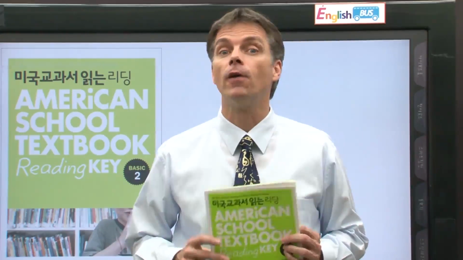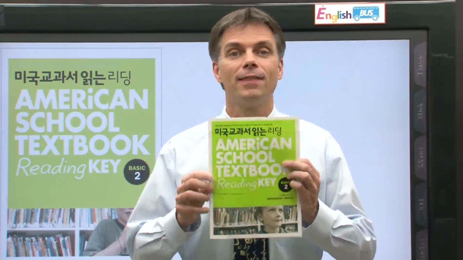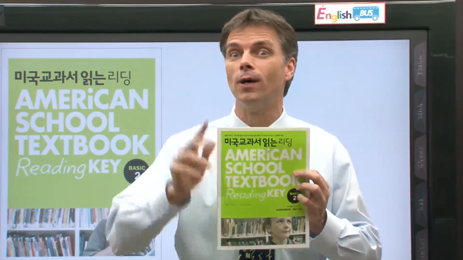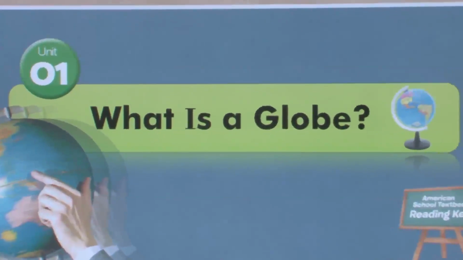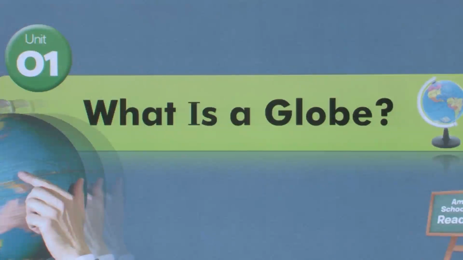Now today is very special because we're starting a new book, the AST Reading Key Basic 2. And let's open our books to the first unit, Unit 1 on page 8, and let's have some fun. Unit 1. What is a globe? Okay, let's find out by looking at the keywords.